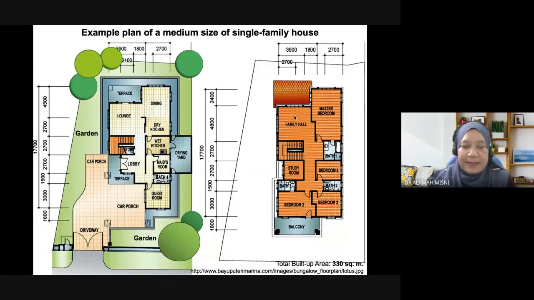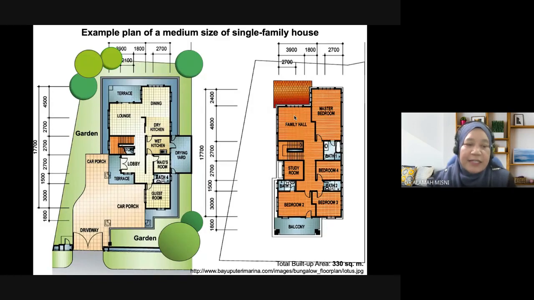So this is the example plan of medium size of single family house. And the built area here is around 330 square meters. Medium size of single family house in the context of tropical city of Malaysia was chosen in this study. This is example of medium size, and the main structure is built by concrete.